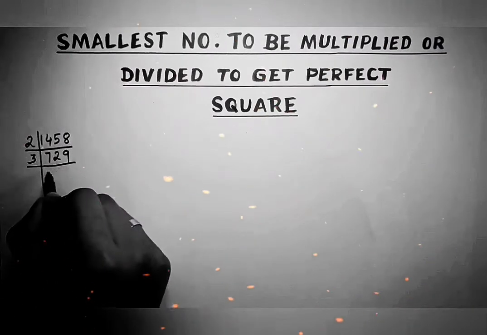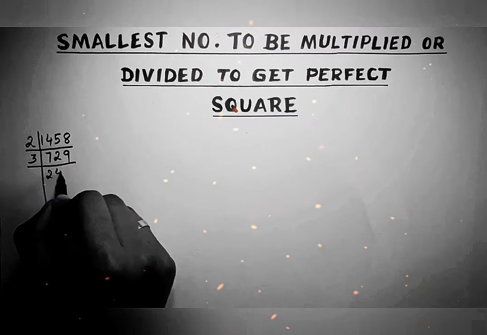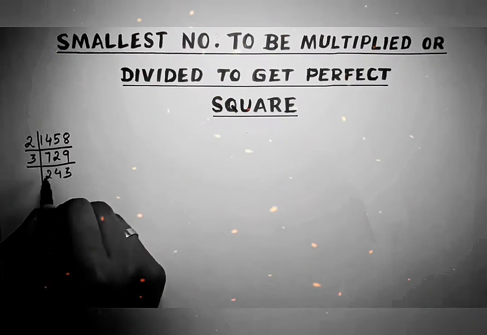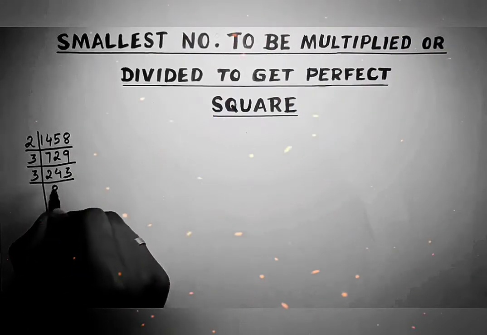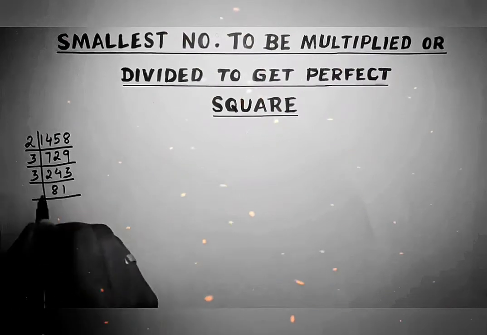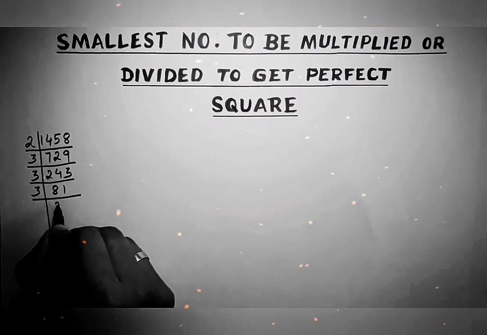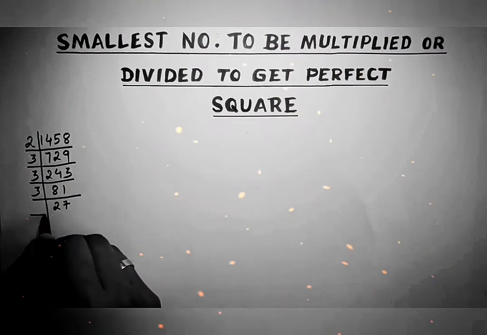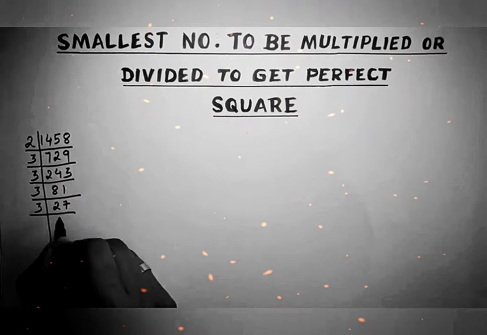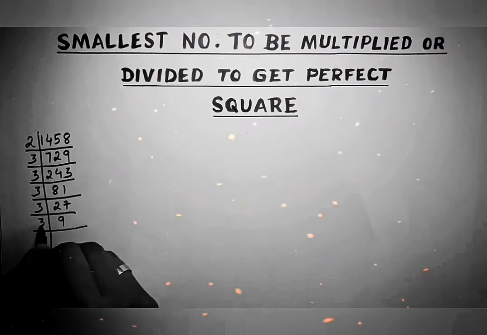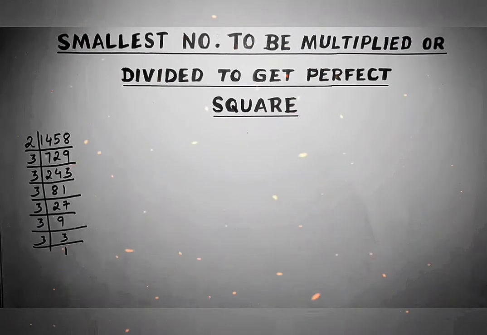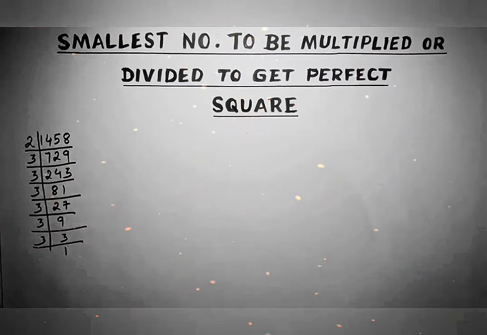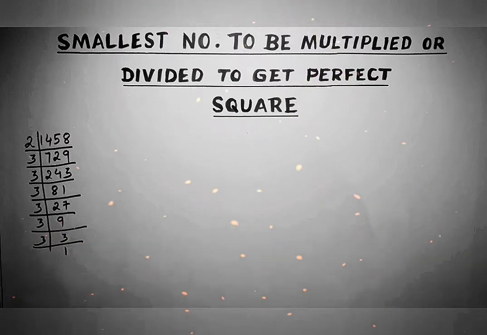If we divide it by 3, we get 243. Now again this is an odd number, so we divide by 3 again, which gives 81. It is divisible by 3, giving 27, then 9, then 3, and the last is 3, right? Now I hope you have understood the entire process we have done over here. We have just found the prime factorization of 1458.